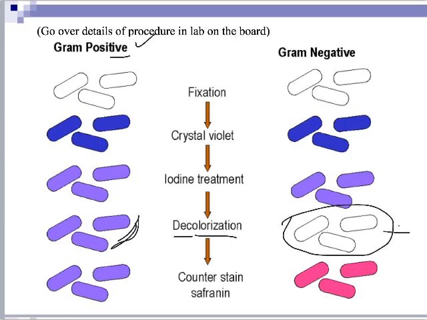Now because these look clear, they're really hard to see. There's no contrast. So we have to counterstain, and the counterstain is red. These clear ones will take up the red stain and they'll look red, whereas the purple ones just stay purple. But we'll do it in lab, make sure everybody gets it. You'll do it a lot. You'll be so tired of me saying do a gram stain.